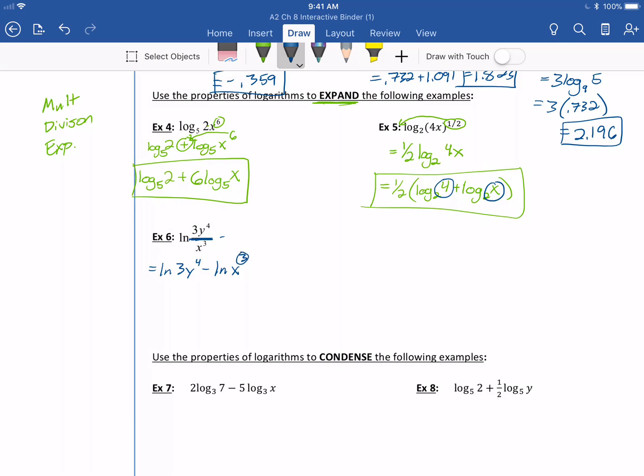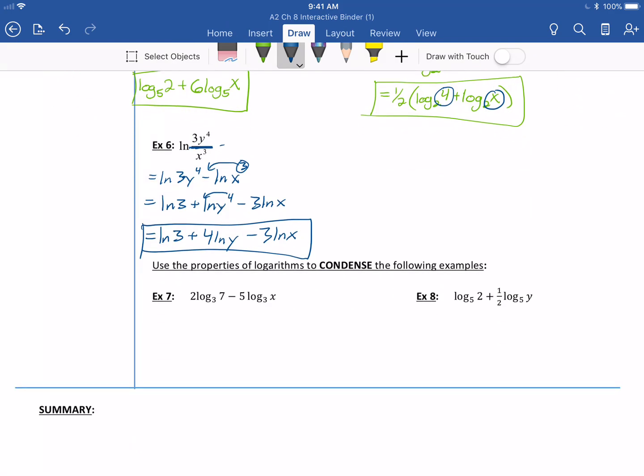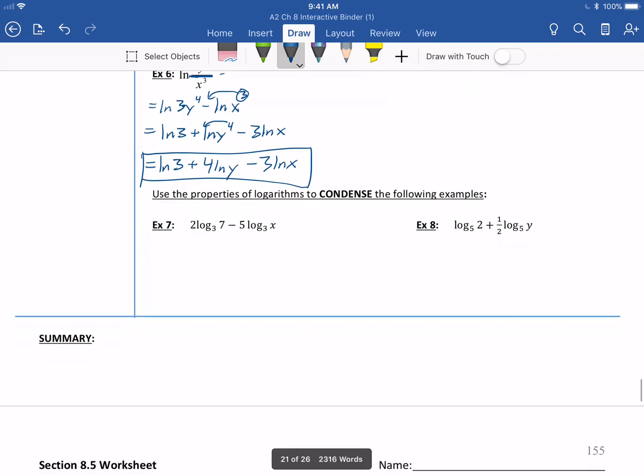I see an exponent here that can come out in the front, and I see multiplication here that I have to break up first. So I have ln of 3 plus ln of y to the 4th minus 3 ln of x. And then still I see this exponent that can come out in front. So this is ln of 3 plus 4 ln of y minus 3 ln of x. All right, and that is expanded. Hopefully this will make a little bit more sense when we get into section 8.6, why we're doing these things and why this is going to help us. But we have to bring these in first.